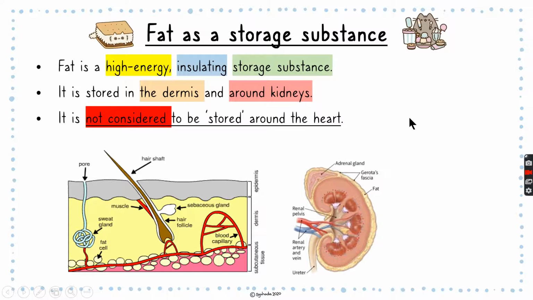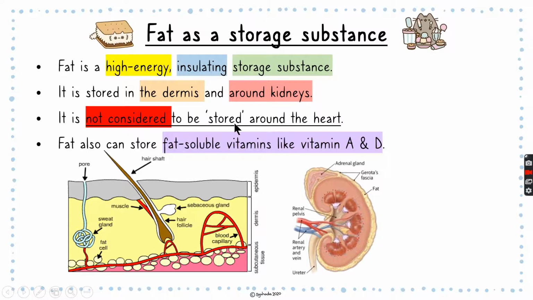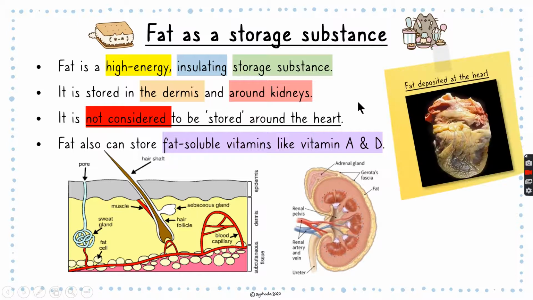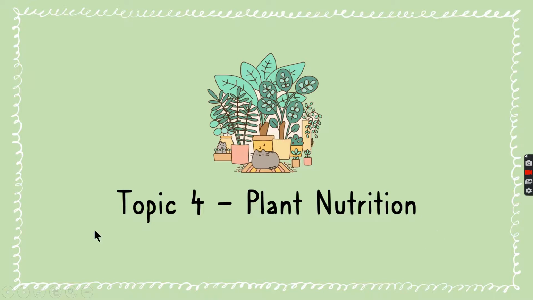So what is important for you to know as well is that sometimes there are pictures like these that show a fatty heart right here, but you actually don't purposely store fat around the heart. So this only happens when you have too much fat in your diet. Fat is also important as storage for fat-soluble vitamins like vitamin A and D.